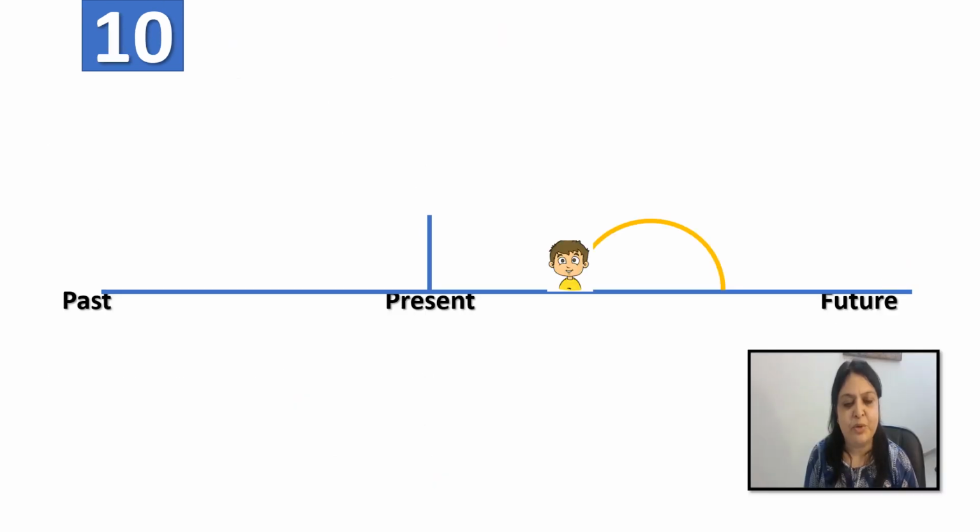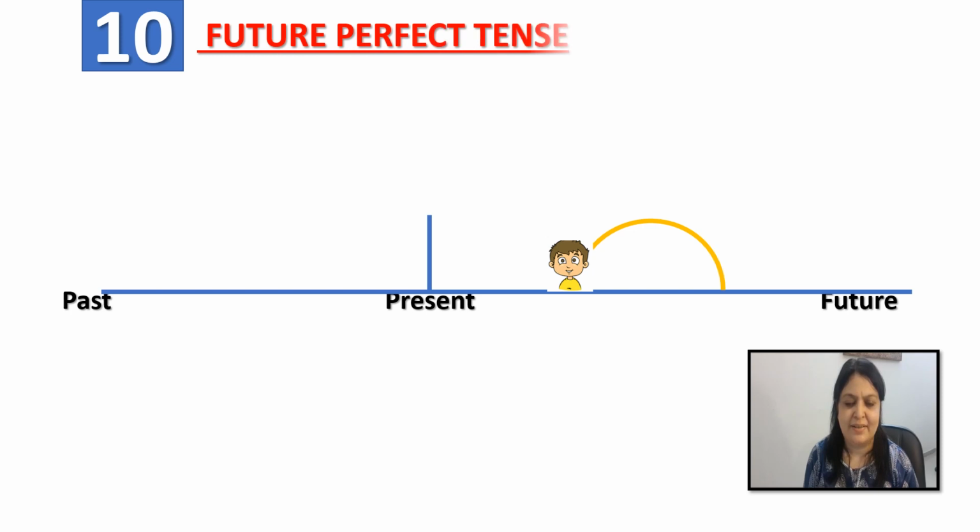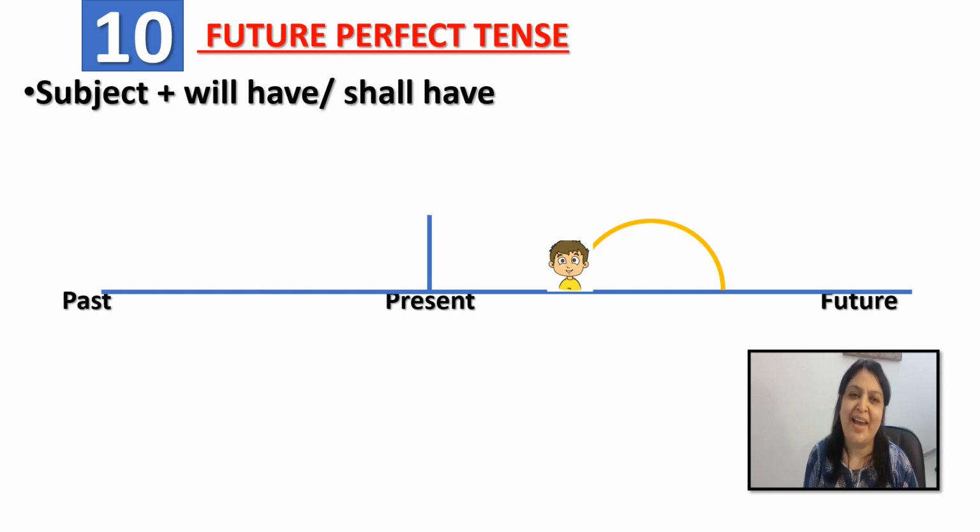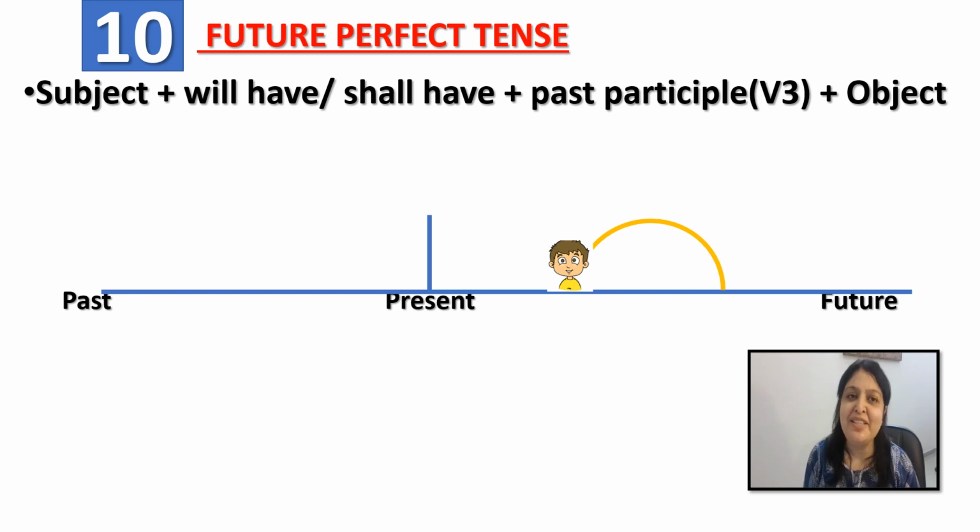Now let us look at future perfect tense, which has subject plus will have or shall have plus past participle, that is V3 form of the verb plus object. Notice here it will be he will have. Has is not being used. आपने नोटिस करा कि यहाँ पर हैज यूज नहीं होगा परफेक्ट टेंस में, विल हैव या शैल हैव यूज होगा और पास्ट पार्टिसिपल फॉर्म यूज होगा वर्ब का प्लस ऑब्जेक्ट.